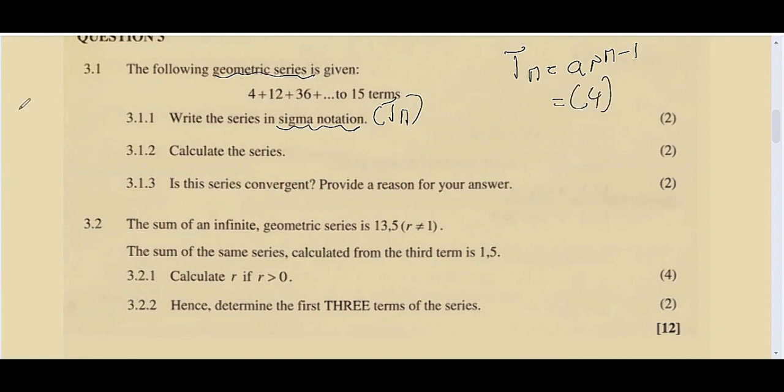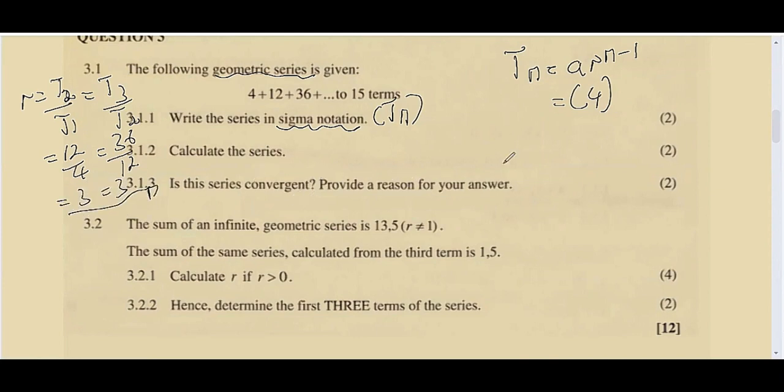Now, what we need to do here is substitute in our a and then calculate the value for r. So we know r is equal to T2 divided by T1 and also T3 divided by T2. So that's 12 divided by 4 or 36 divided by 12, which both give you 3. So this confirms that your common ratio is 3. So we have 3 here, and then also that to the power of n minus 1. So that's our Tn.